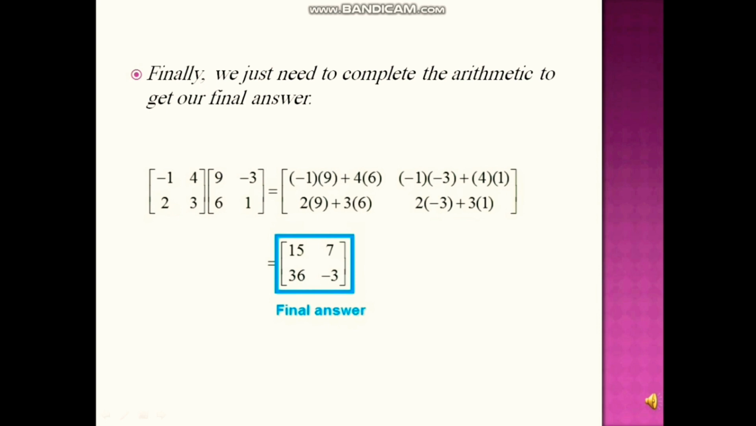The third element will be 2 times 9 plus 3 times 6. 2 times 9 will be 18 plus 3 times 6, which is 18. So 18 plus 18 will be 36. And the last element in the matrix will be 2 times negative 3, which is negative 6, plus 3 times 1, which is 3. So negative 6 plus 3 will be negative 3. So our matrix will be 15, 7, 36, negative 3. This is the final answer.